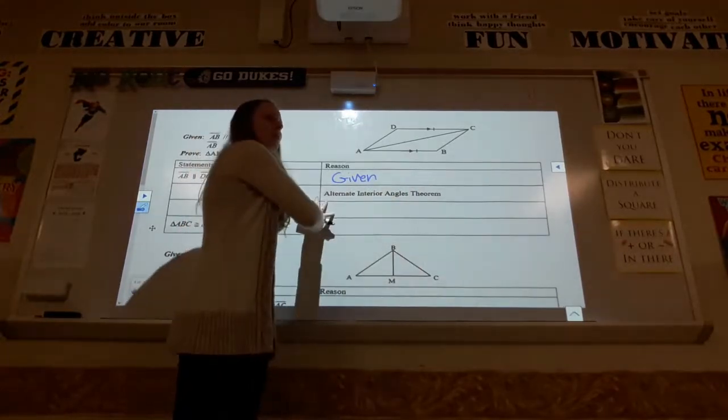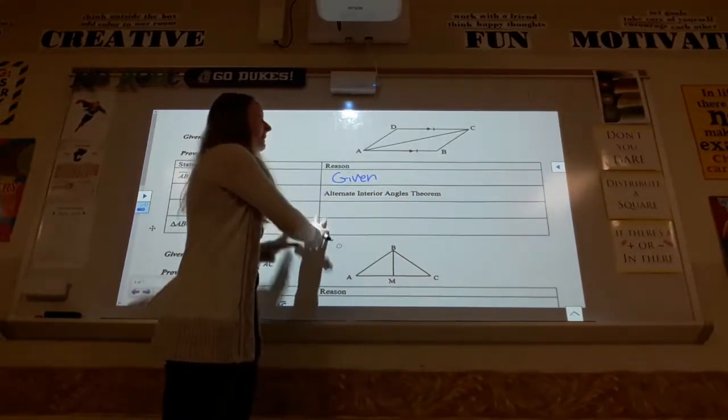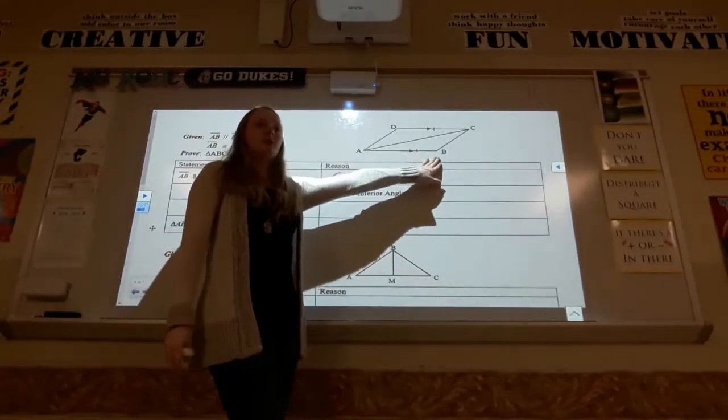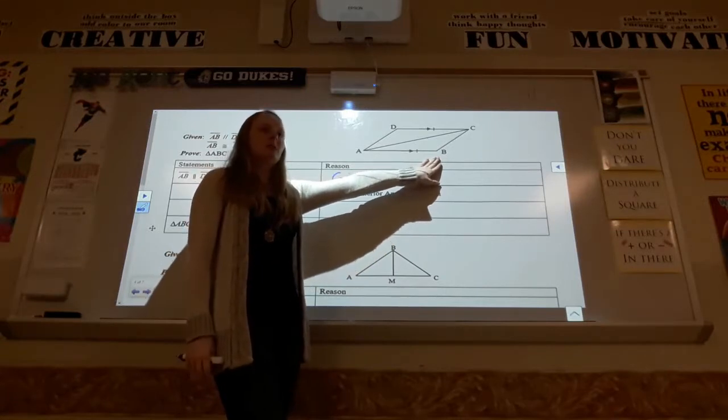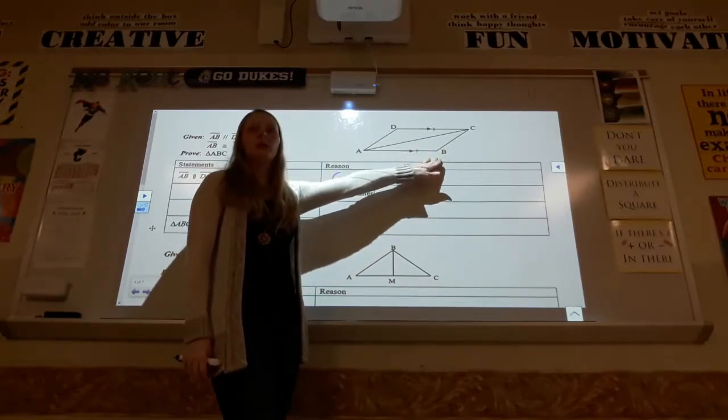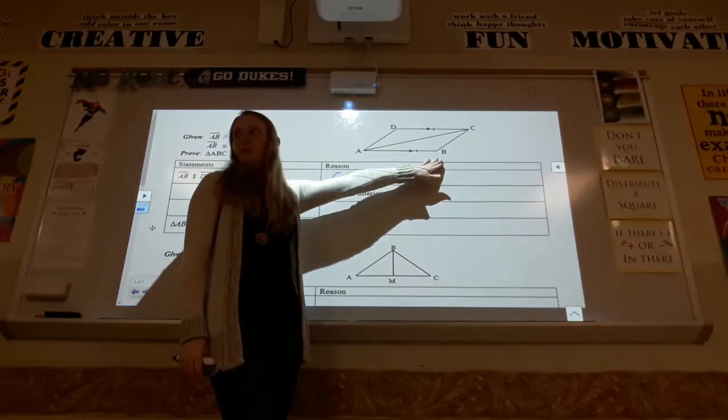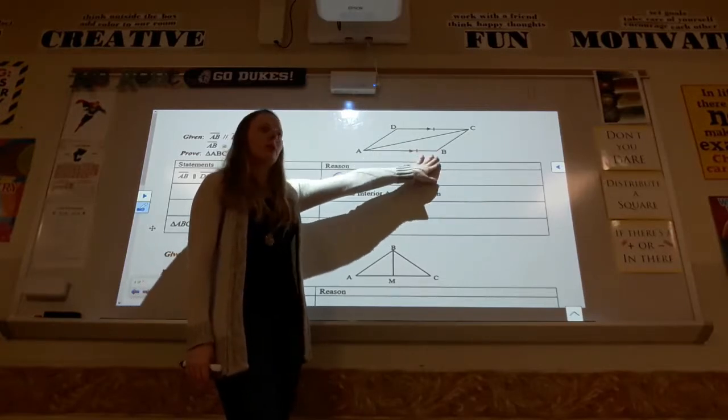Now, forget the proof for a second. Stop looking at the box. We're going to do the questions like we have in the previous 2 lessons. If I asked you if these triangles were congruent, how would you approach this question? If I just said, are they congruent, how would you approach it?